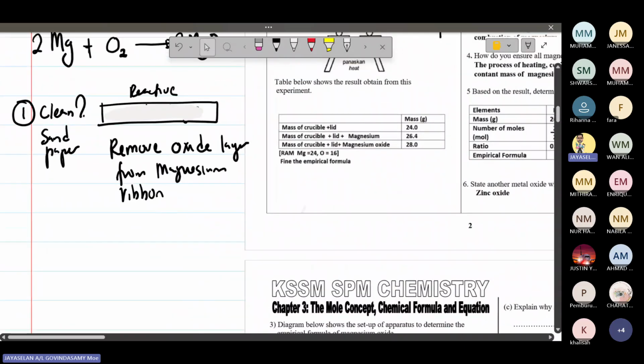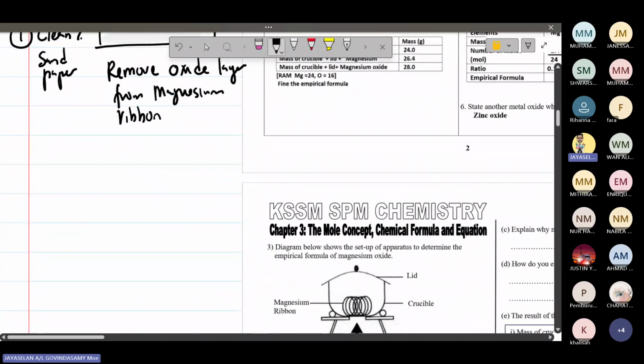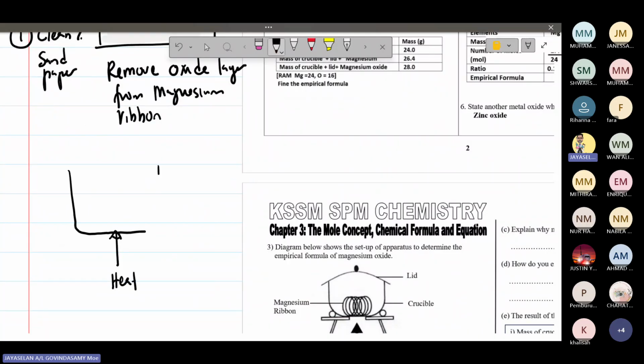Okay, next point. What will happen here? When you heat, this is the symbol of heated, you know. When you heat, all of you focus. Okay, many did not join, it's fine, I will give the recording later. When you heat the crucible, what will happen? This is magnesium, you know. So magnesium will react with oxygen. Of course, we cannot see the oxygen.